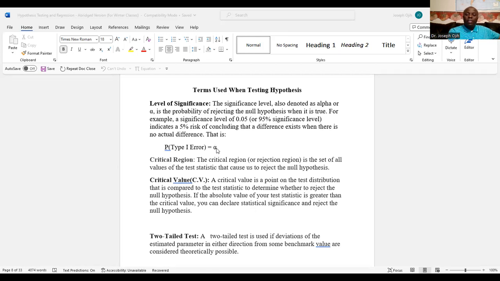If you're using 99%, then it will be alpha 0.01. If you're using 90%, that means your chance of being wrong or rejecting a correct null hypothesis is 10%. So your alpha will be 0.01.